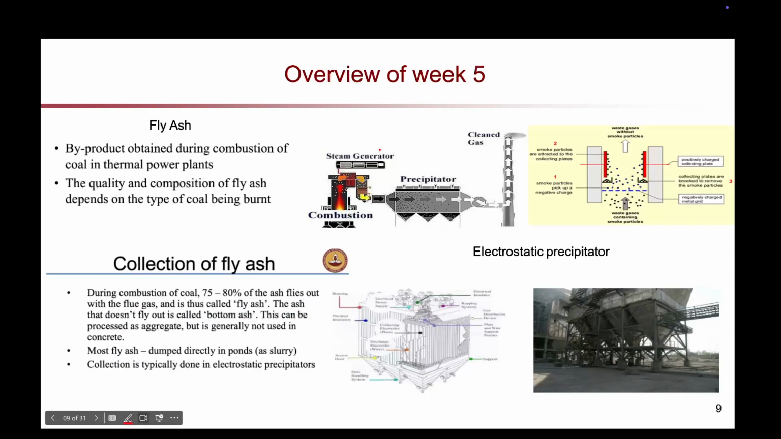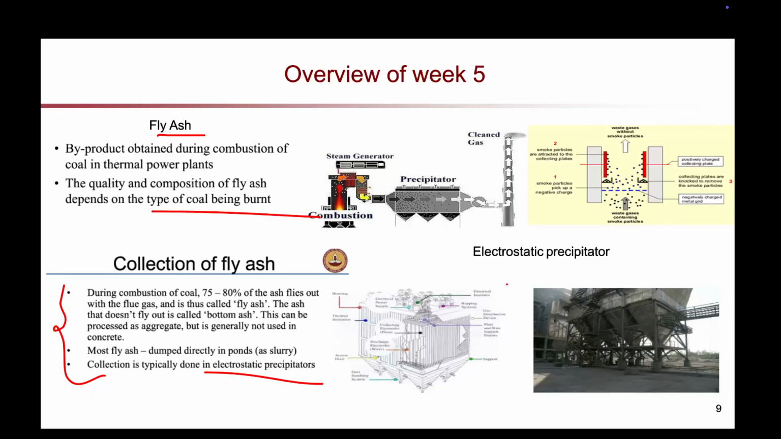So in this week, you might have started studying fly ash. Fly ash is a byproduct of coal from thermal power plants, and the composition depends on the type of coal burnt. We divide it into two types: class F fly ash and class C fly ash. How is fly ash collected? Mainly it is collected from the dump area where it has been kept in slurry form, and it is typically done in an electrostatic precipitator.